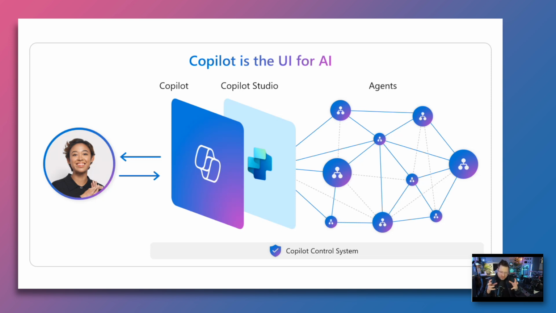So when I say Copilot is UI for AI, really view Copilot as kind of like your iPhone or your Android device. It's the device that allows you to interact with all of your apps. And then agents are more like your application. So this is what we're talking about here. We're really targeting the agent side of that as well.